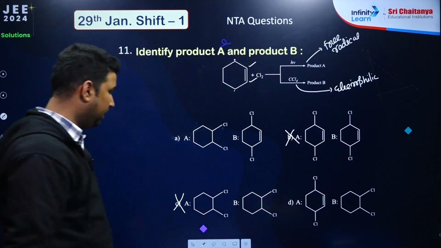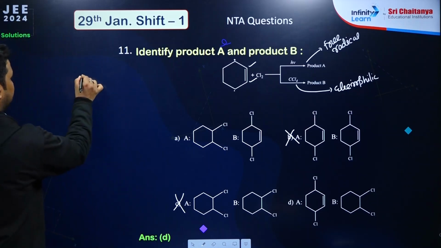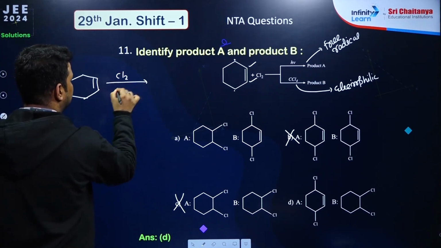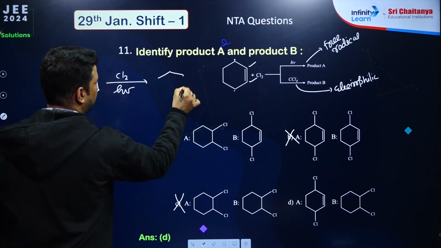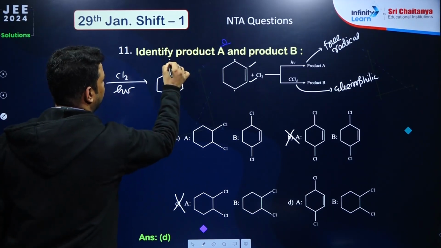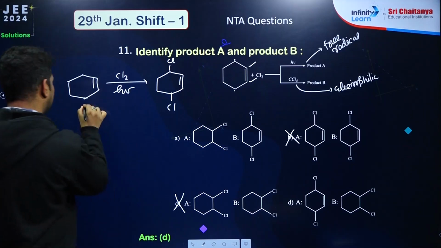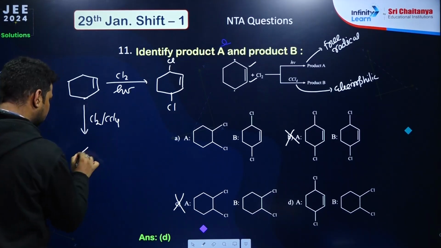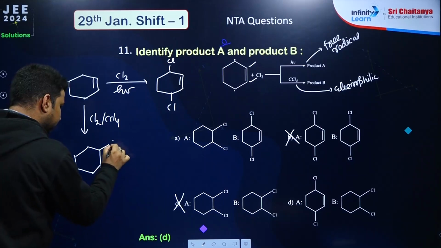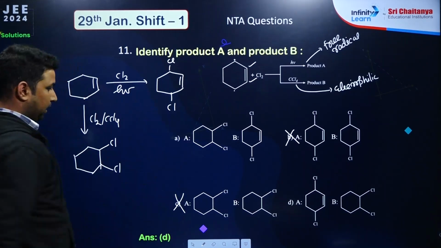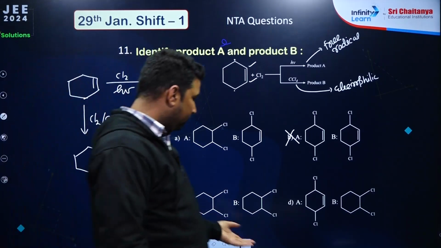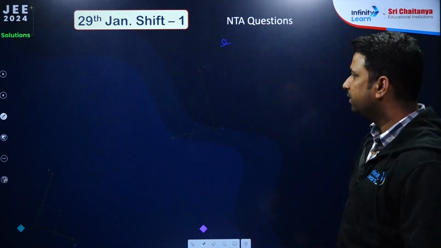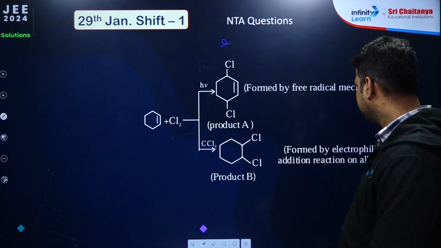D will be the more appropriate answer, because see, with Cl2, the product will be one Cl here, one Cl there. But if you treat with Cl2 in presence of CCl4, trans addition will happen. Since stereochemistry is not given, you can draw the product like that. So D will be your answer, and hence there is a solution.